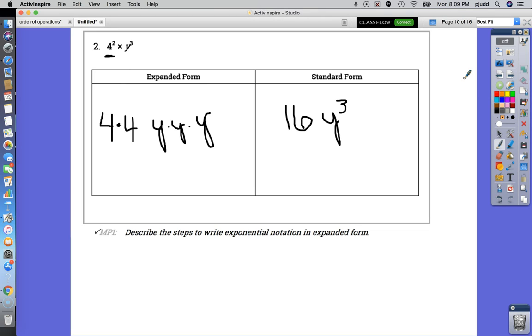Give you a moment to get caught up in case you were trying to make sense out of some of this. Okay, here we go.